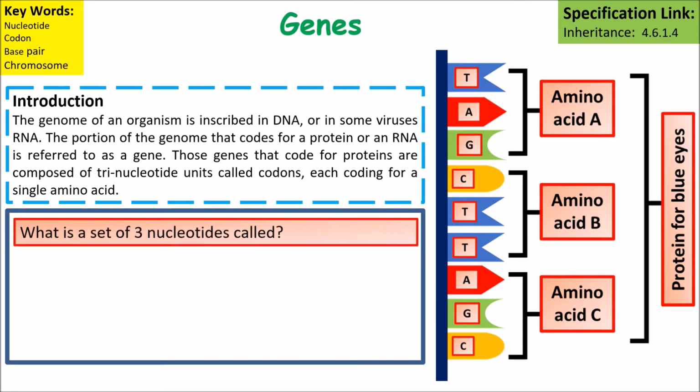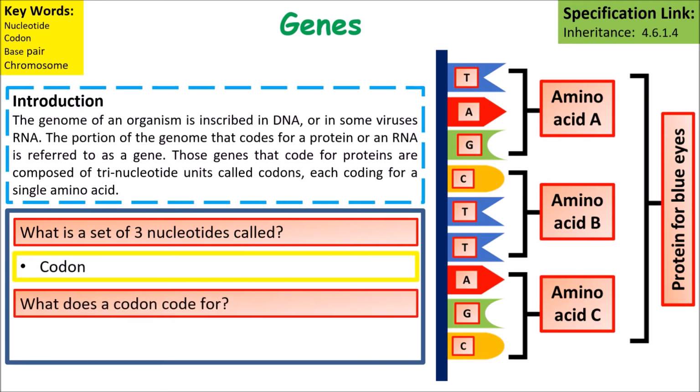So if we're looking for what a set of 3 nucleotides is called, it's going to be called a codon. And if we're looking for what a codon codes for, it would be a particular amino acid.